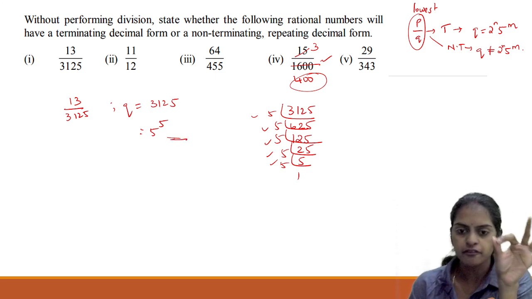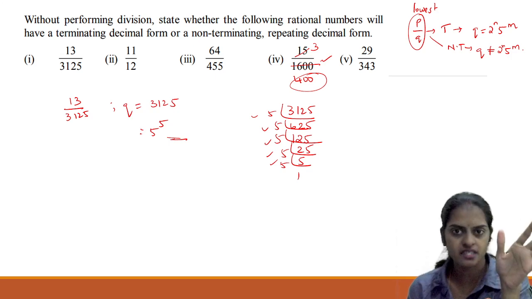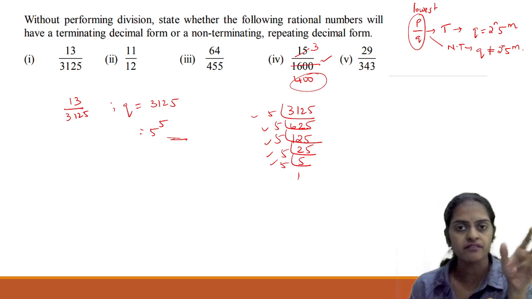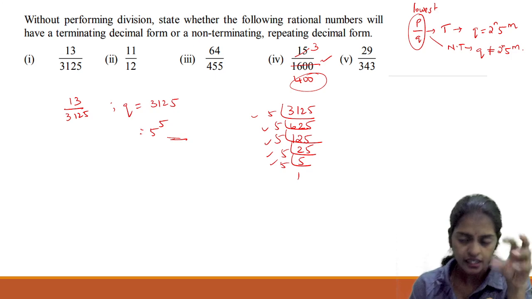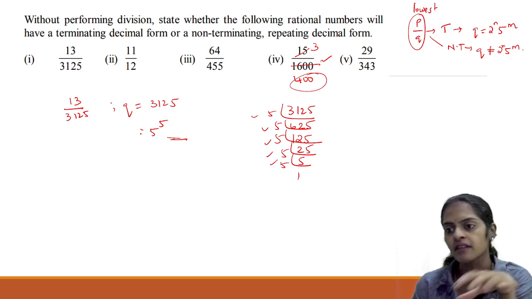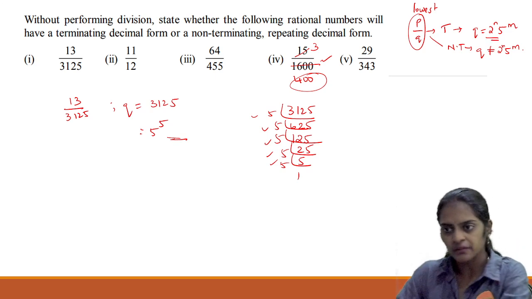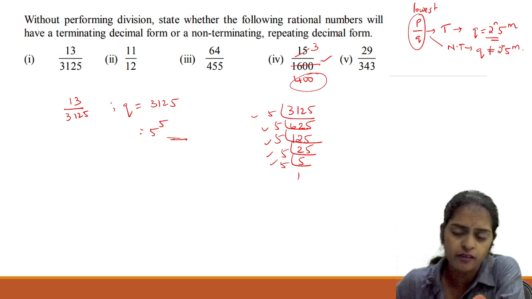No. If you get 5 alone, also it is terminating. If you get 2 alone, also it is terminating. If you get 5 and 2 mixed, also it is terminating. You should not have any other number other than 5 and 2. Did you understand my point?